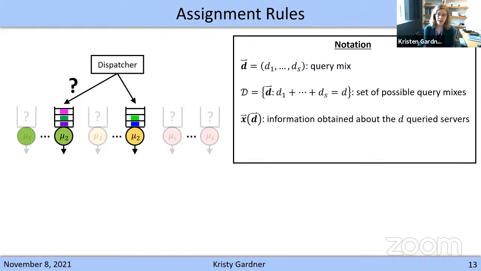And I'm going to encode that additional information in this X vector. Now, I'm being a little bit vague about precisely what the X vector encodes because this will depend on the outcome of our querying rule.